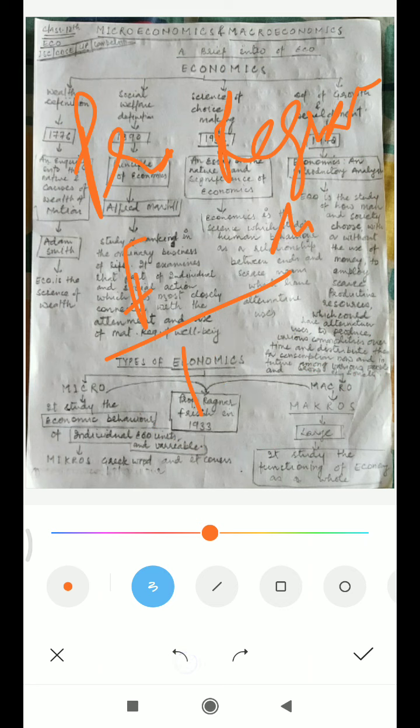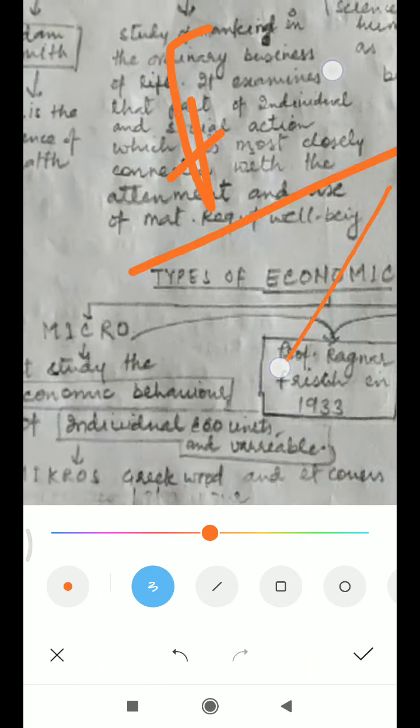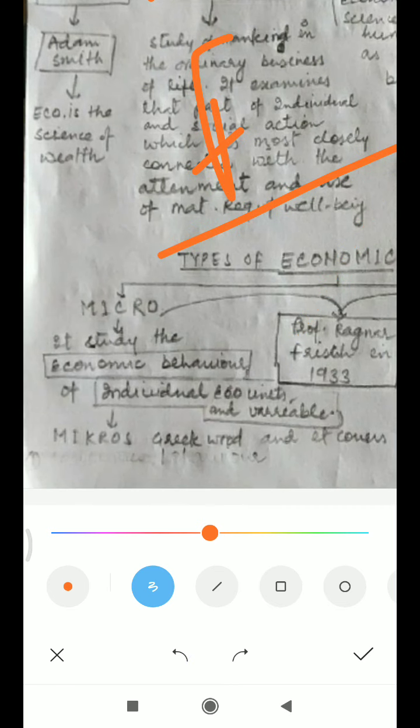Under micro, it's a Greek word. How can we define microeconomics? Microeconomics studies the economic behavior of individual economic units and variables.